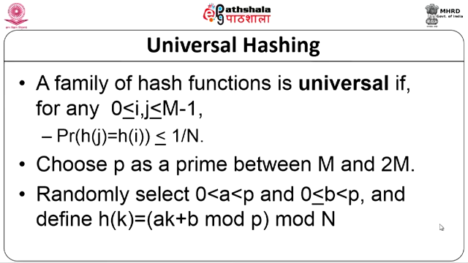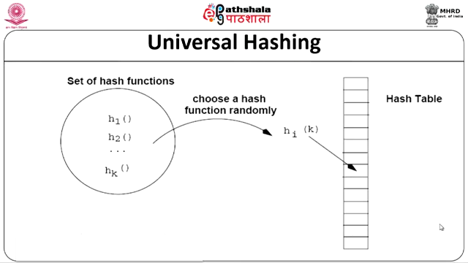So, they have found this will give you a random distribution of the integers, irrespective of what the integers are. So, this is a set of hash functions. You choose a hash function randomly and you map it to the hash table.